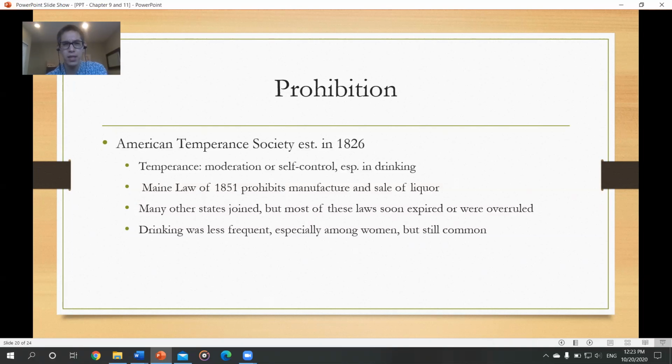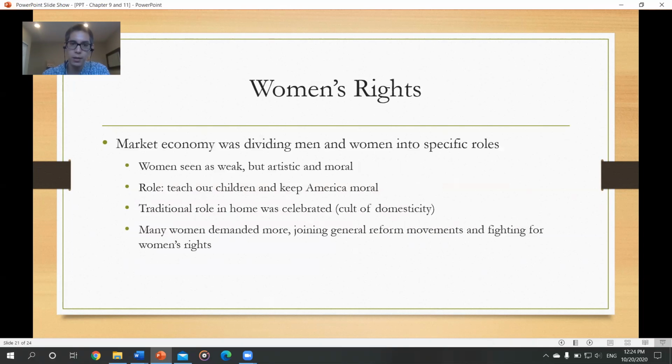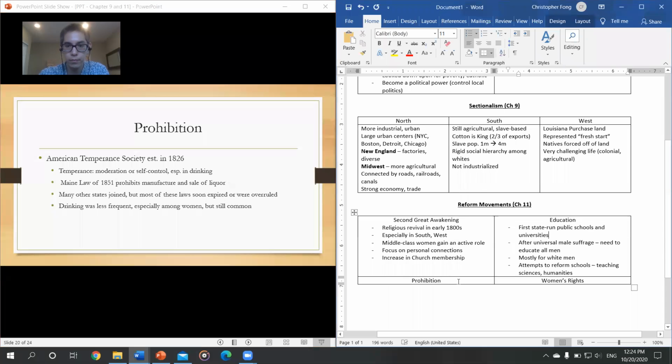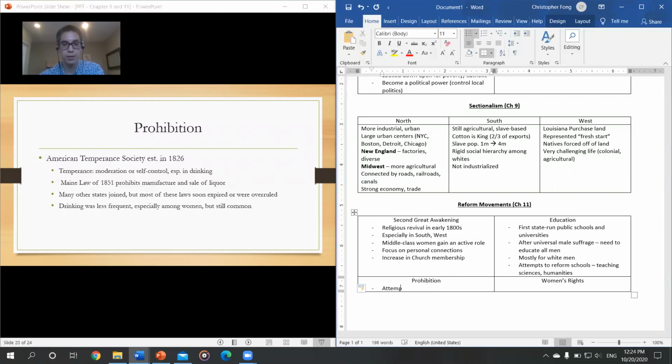And I suppose it makes some sense why women would maybe lead the charge here, because their husbands are the ones who are getting drunk and coming home and being God knows what. So it makes perhaps some sense why women might be leading the charge for prohibition. So again, with prohibition, there are attempts to ban alcohol. Some early laws, especially in Maine, but there's no permanent effect yet.